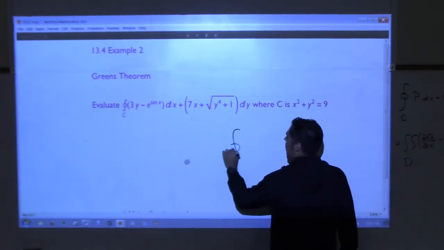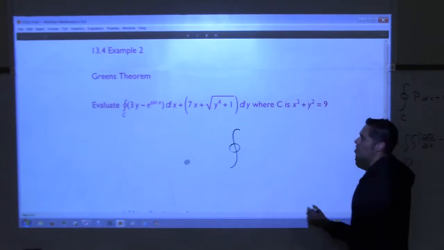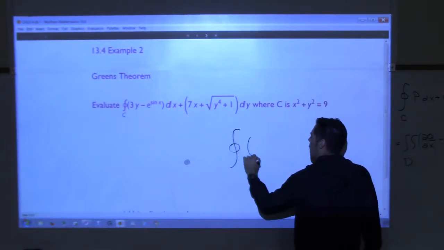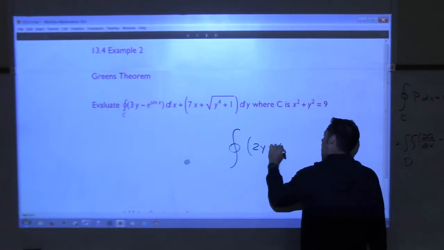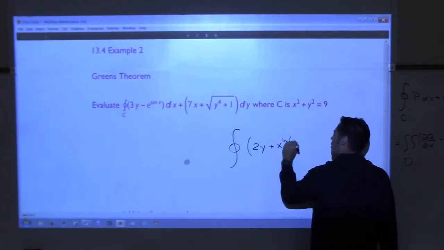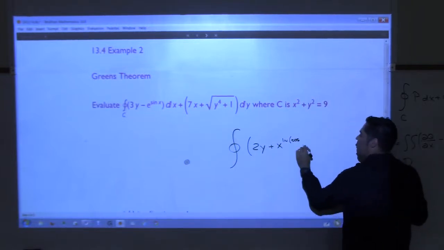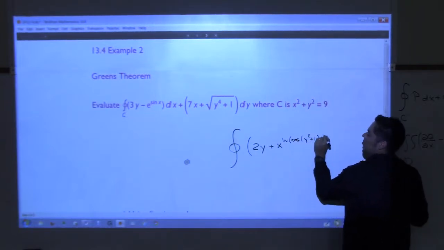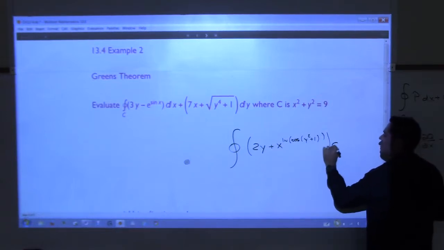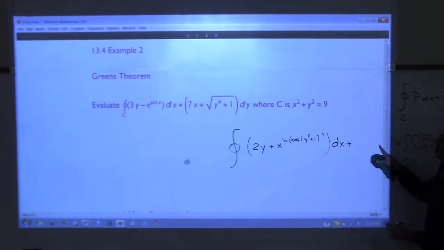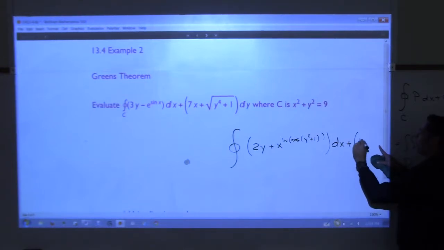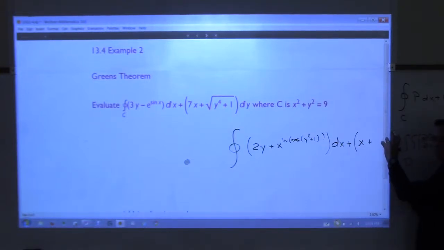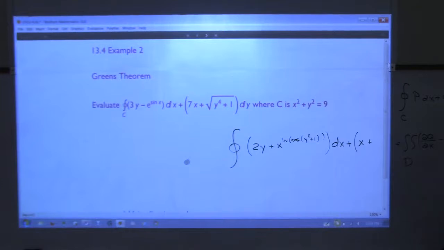Just think about how easy this would be to make a really hard problem. You could be like, okay, do 2y plus x to the natural log of cosine, x to the natural log cosine of y squared plus 1, right? Something like that, dx plus, and then give the next one a nice little x part, like x, and then the rest of it a bunch of stuff with y's in it, right? And then give them some circle and tell them to do the line integral, and without Green's theorem, it's a disaster, right? Probably impossible to do.